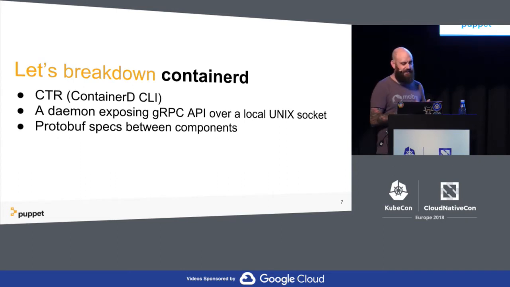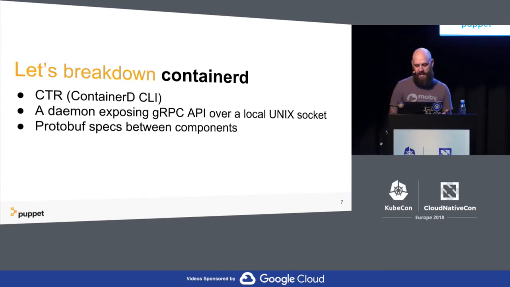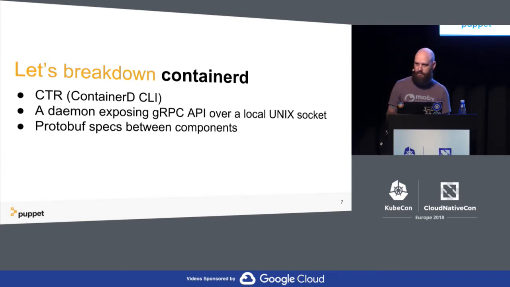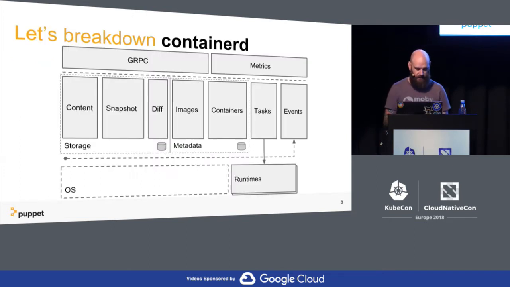So we'll break it down. If you just install containerd by itself, you get ctr, which is the CLI. You get a daemon exposing a grpc API over a Unix socket, and you get protobuf specs between the components. So it's pretty low-level stuff, but it gives you the capabilities to do primitives with containers.